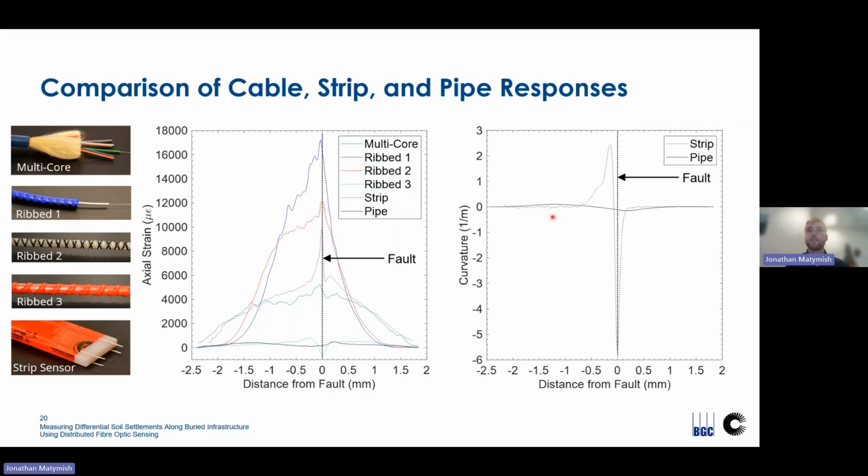And then again, if we look at the curvature of our strip sensor in comparison to the curvature of the pipe, you can see that the strip has much greater curvature and is much more localized at the fault because it's much more flexible. So again, while we can use these cables to detect the formation of a fault or potentially measure the deformed soil profile, we can't directly interpret the pipeline integrity without using something like a finite element analysis with our inferred soil profiles.